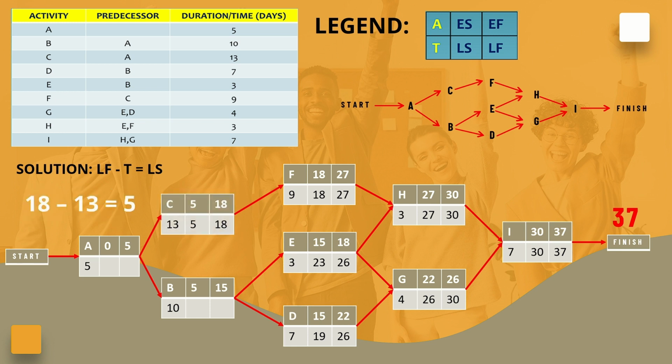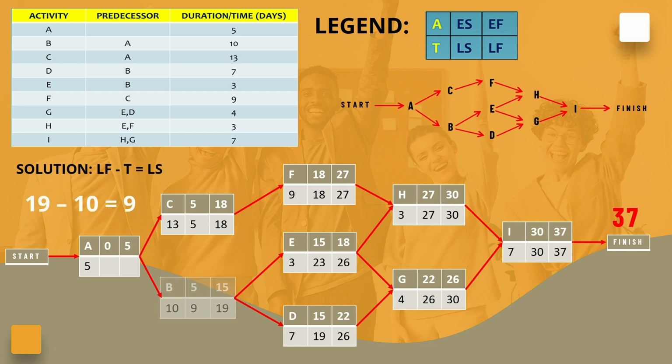For activity C, LF is set to the LS of its successor, activity F, which is 18. LS is calculated by subtracting the duration of activity C, 13 weeks, from its LF. 18 minus 13 is equal to 5.